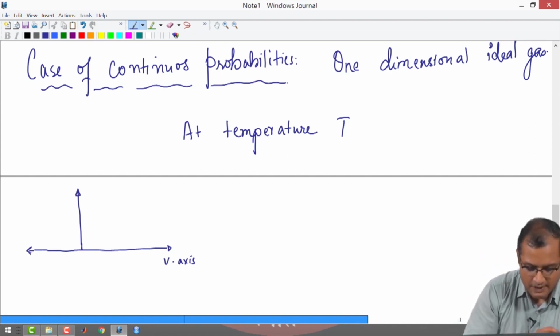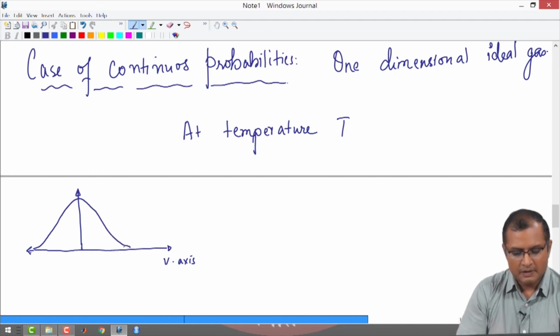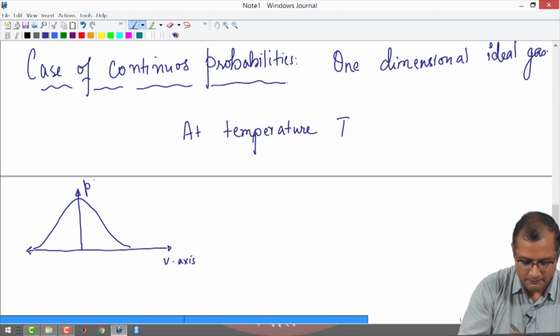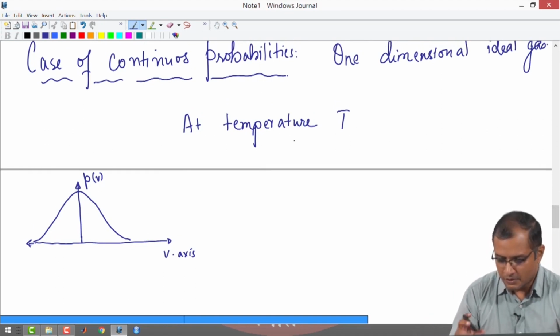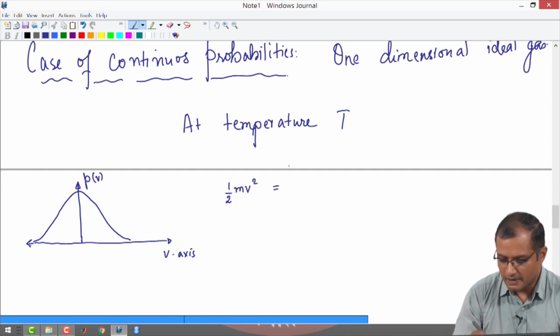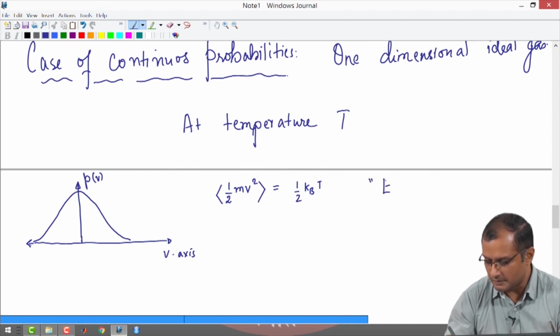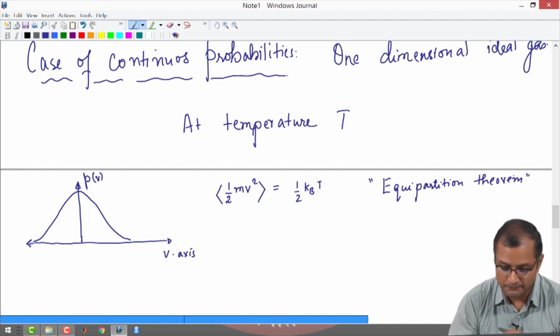So, I have some distribution of v and I know that the distribution is Gaussian or Maxwell-Boltzmann like, and we will derive this distribution. What we really know here is that my average kinetic energy per degree of freedom is basically half kT, by the equipartition theorem. Okay.